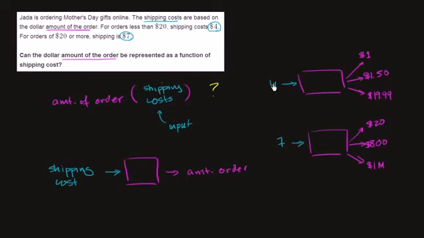So for each of these valid shipping costs, I can get many potential outputs. I don't know which output it necessarily will output to. If someone tells you the shipping cost, you don't necessarily know what the order size was. This is not a function. You cannot represent the amount of order as a function of the shipping cost. So no.